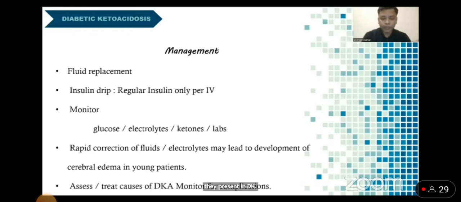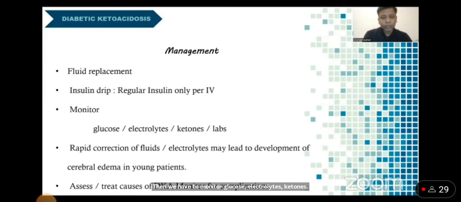Management is fluid replacement and IV insulin, which we give as a regular infusion drip. Later, when the patient becomes stable, the insulin is replaced with subcutaneous injections 3 to 4 times a day, depending on the different regimens of insulin therapy. Then we have to monitor glucose, electrolytes, and ketones.